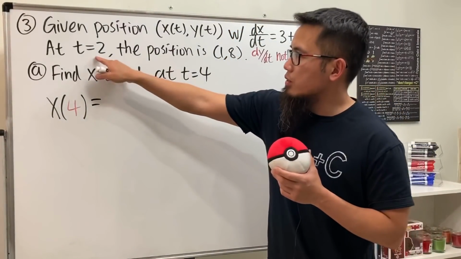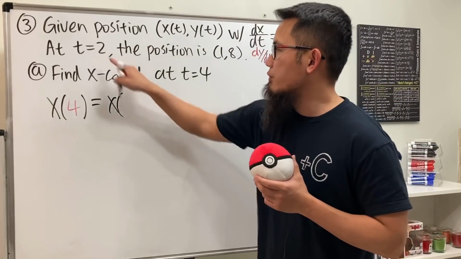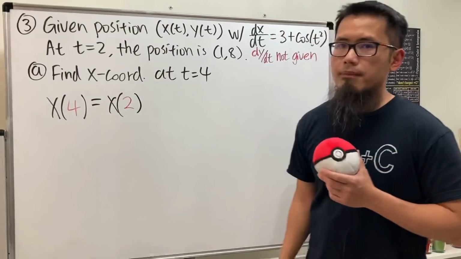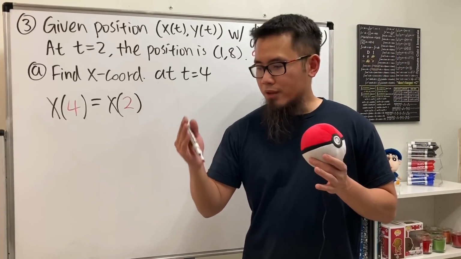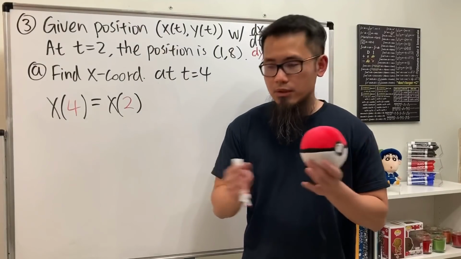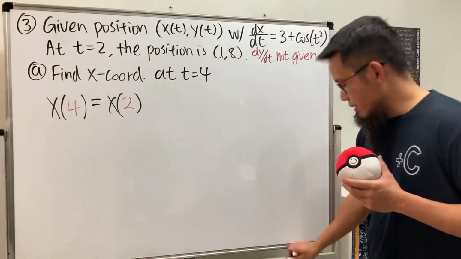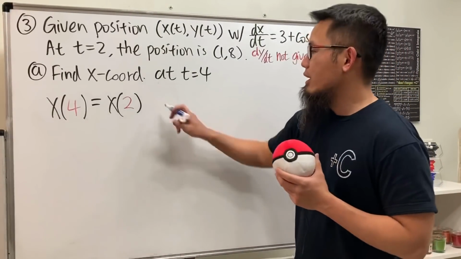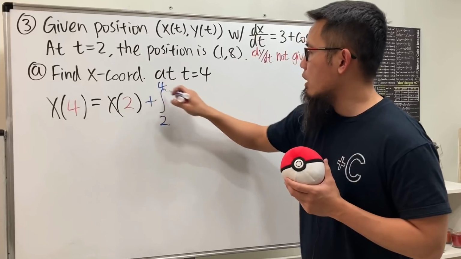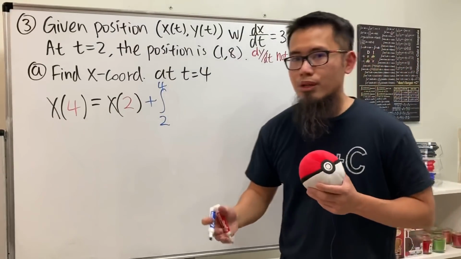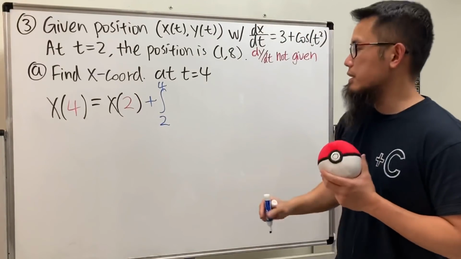Well, earlier when t is 2, we know the x coordinate is equal to 1. So we must start from there, right? So let me just put down x of 2. And again, this is 1. I would like to know what happens from t is equal to 2 to t is equal to 4, right? We need to find out that change. And how can we find that change? Yeah, we can just use this. And we have to integrate it. All we have to do is just integrate from 2 to 4 of the derivative, because that will tell you the change of the value from 2 to 4, right? In terms of the x value, x coordinate. So that's pretty much the idea.